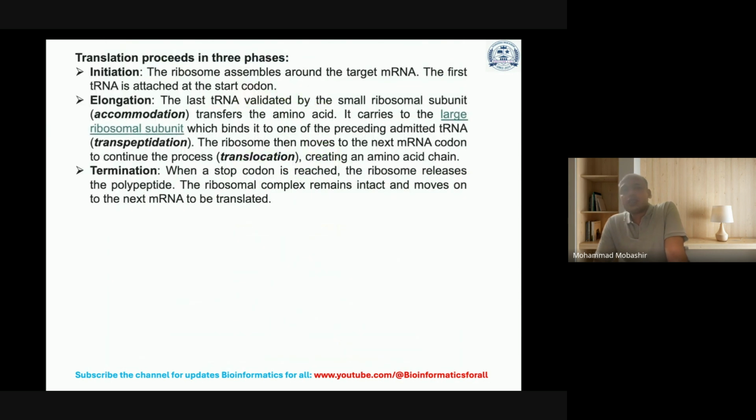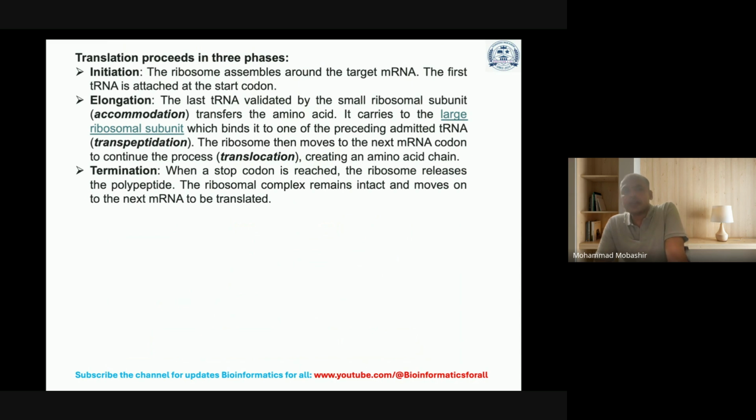Now, the three steps involved in translation. First is initiation. The ribosome assembles around the target mRNA. The first transfer RNA is attached at the start codon. Then elongation. The last transfer RNA is validated by a small ribosomal unit, that is called accommodation, and transfers the amino acid it carries to the large ribosomal unit, which binds it to one of the preceding transfer RNAs, that is peptidization. The ribosome then moves to the next mRNA codon to continue the process of translocation, and that creates an amino acid chain.